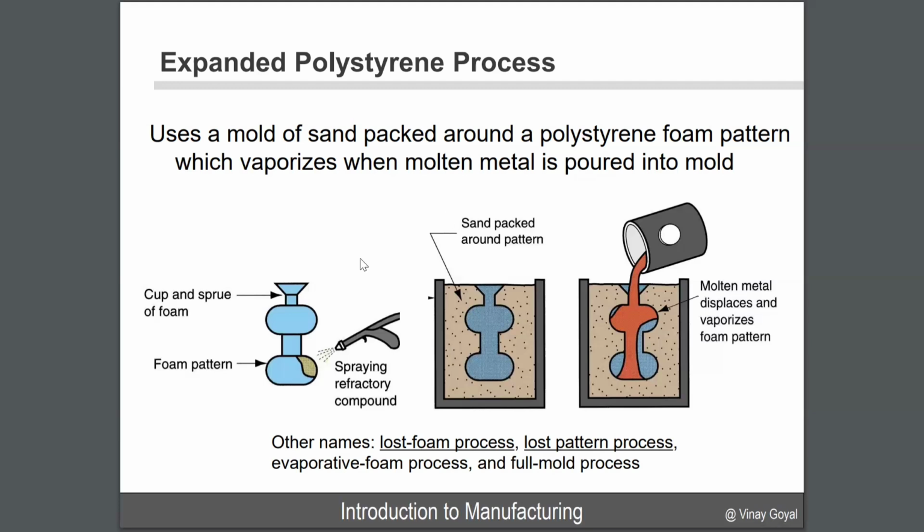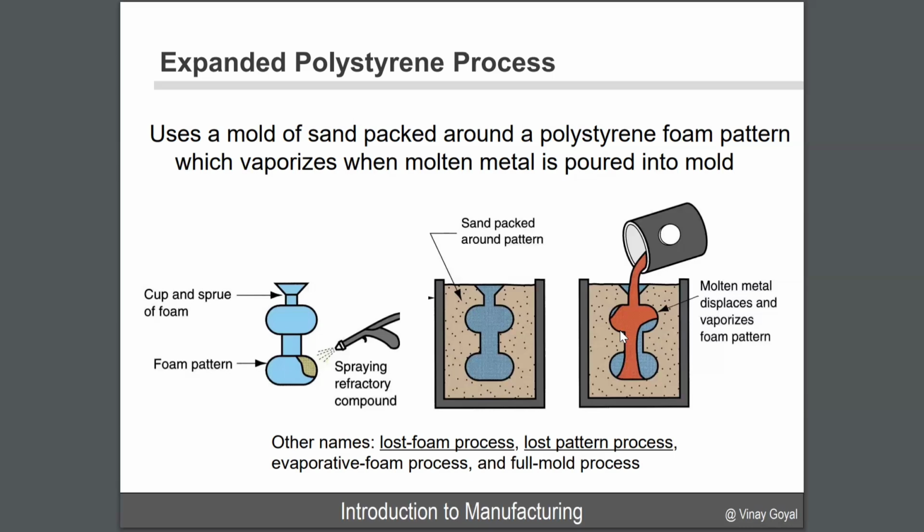So here you have, say, the shape of what you want to mold. You spray it with that foam pattern. You put it within the sand. You pack the sand around it, is what I'm intending to say. And then when I pour the molten metal, it displaces and vaporizes the foam pattern, which is why it's called the lost foam process, because you're losing foam out of the process.